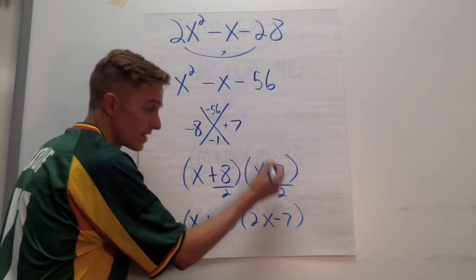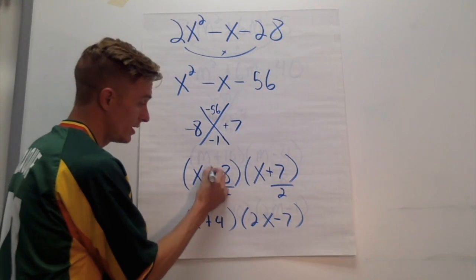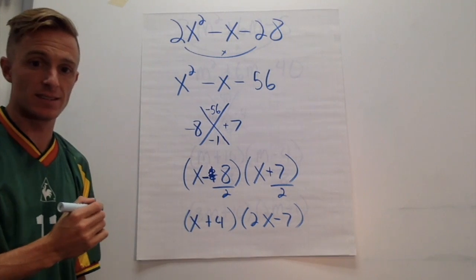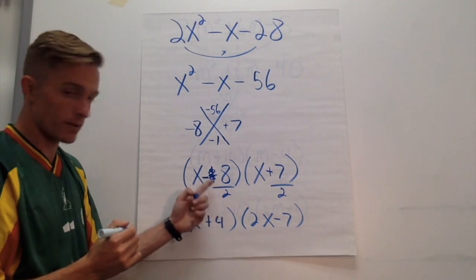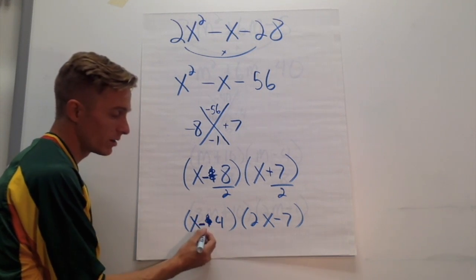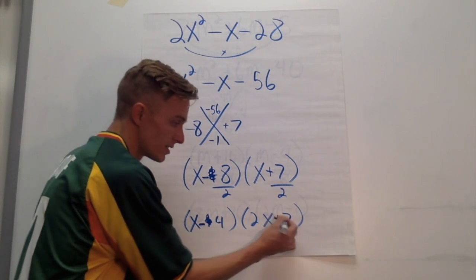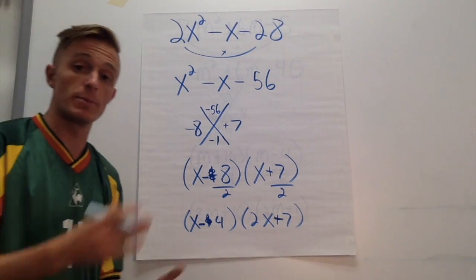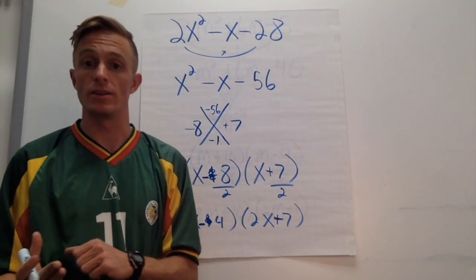So that should be a plus 7, and this should be a minus 8. Okay, this is correct. Reduce the fraction correctly. So this should be an x minus 4 and a 2x plus 7. So you should have had a mistake, and you should now have it done correctly.